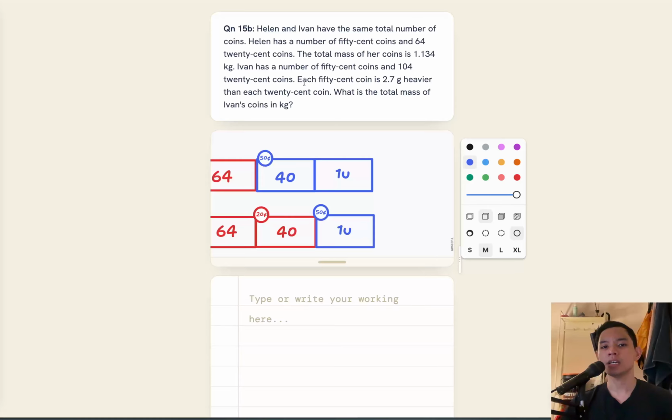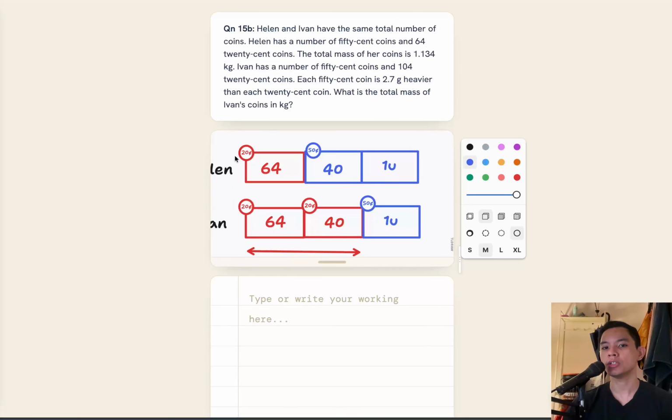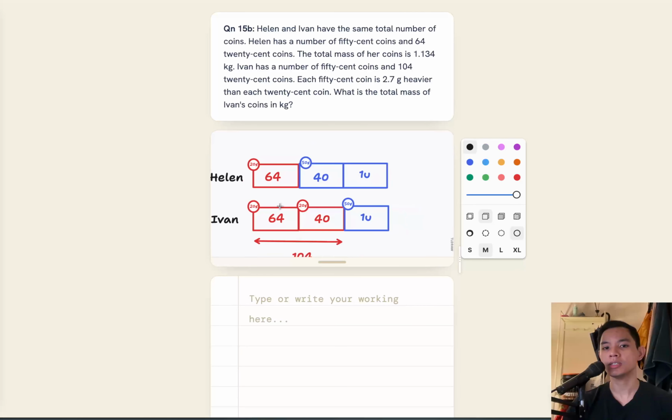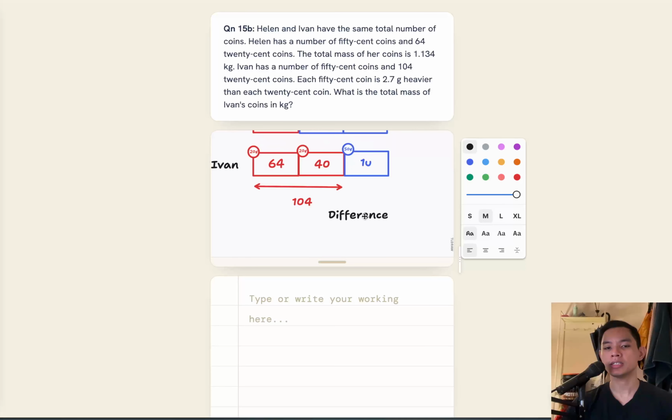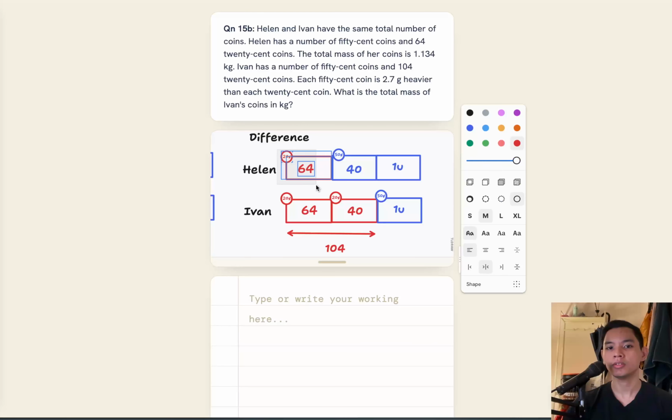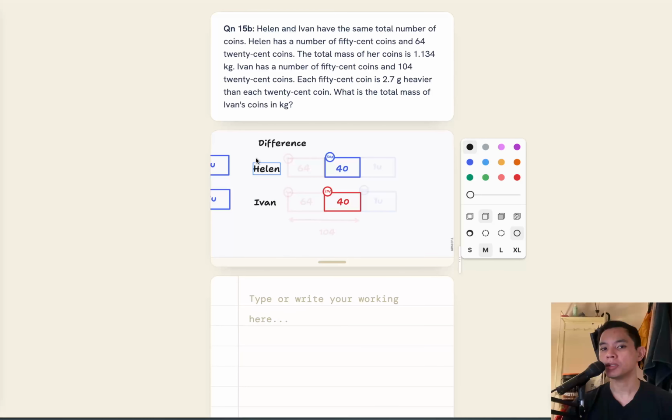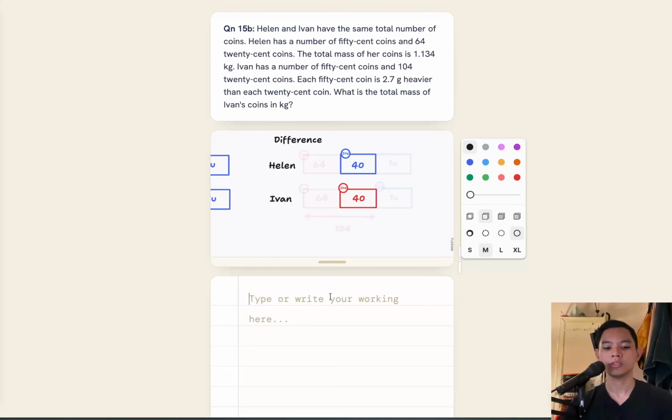If you just focus on the difference, I can cancel out the same parts, so we cancel this out because it is the same. That means the difference between Helen and Ivan is 40 coins of 50 cents and 20 cents.